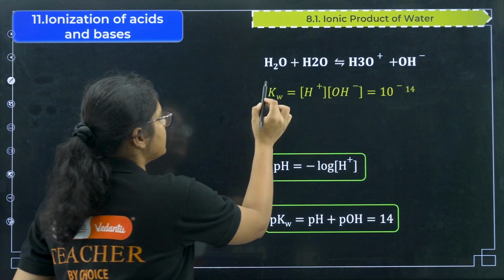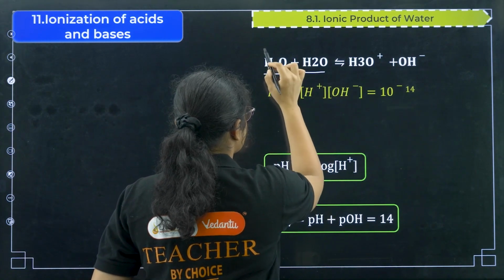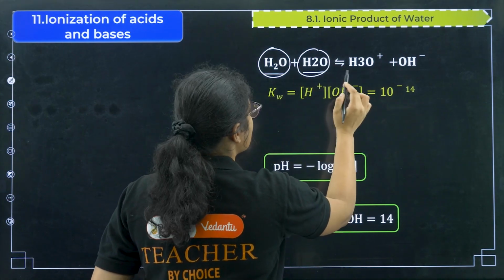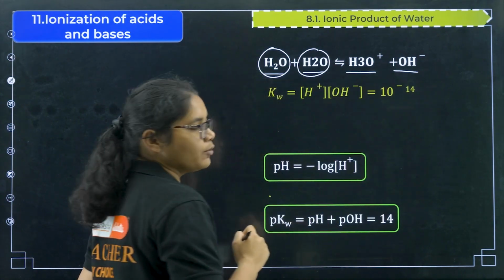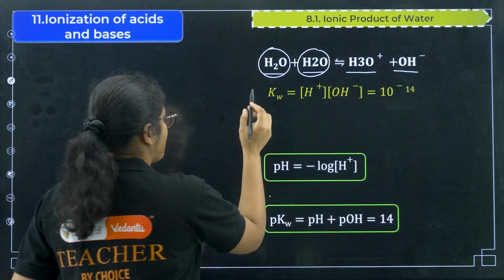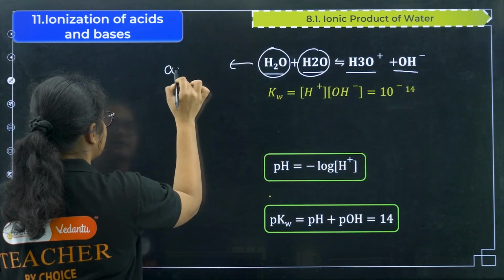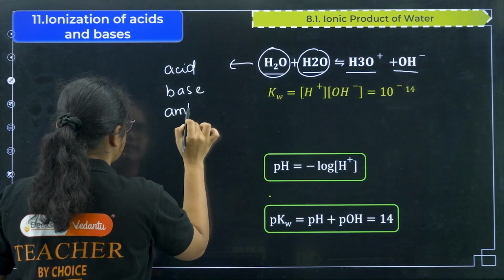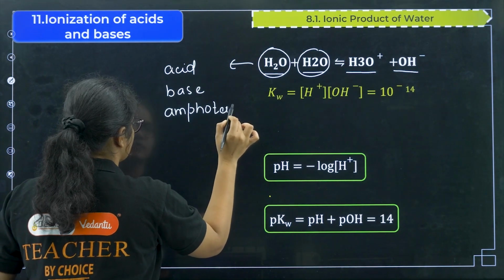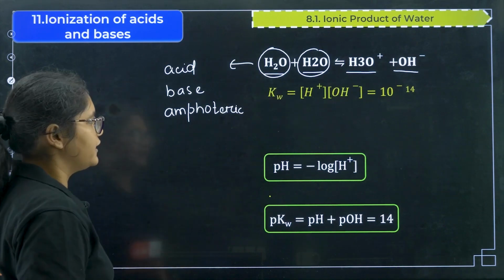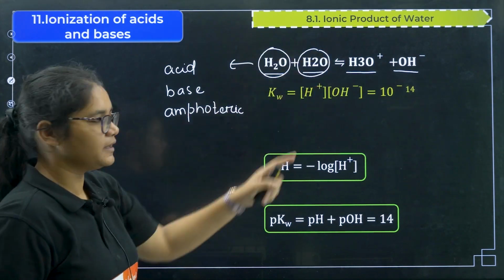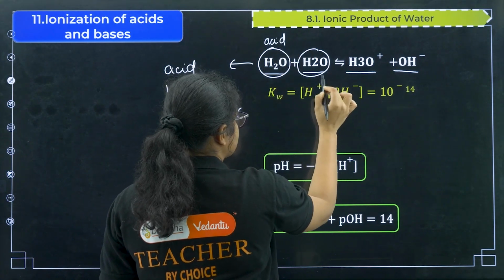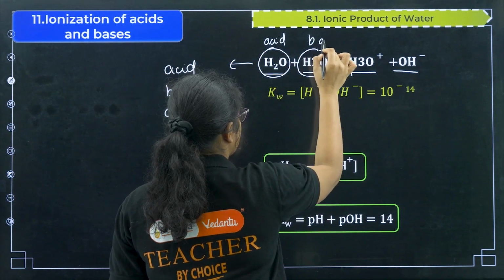Now see, water can release one H plus, and this water can accept this H plus to give you OH minus and H3O plus, right? Water can behave both as an acid and a base, and that is why water is called amphoteric. This water H2O is donating one H plus to give you OH minus, so it is behaving as an acid. This one is accepting H plus to become H3O plus, so it is behaving as a base.